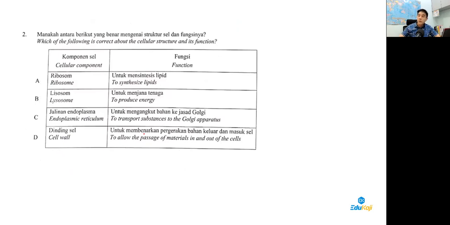Next, number 2, Form 4 Chapter 2. It's basically organelles and function. So organelles, they ask which is the correct function. Correct function, guys, ribosome is not to synthesize lipid, but to synthesize protein. Generate energy, mitochondria. Endoplasmic reticulum, transport substances to Golgi, yes. To be more specific, this is rough ER. Rough endoplasmic reticulum is the one that transports protein to the Golgi.